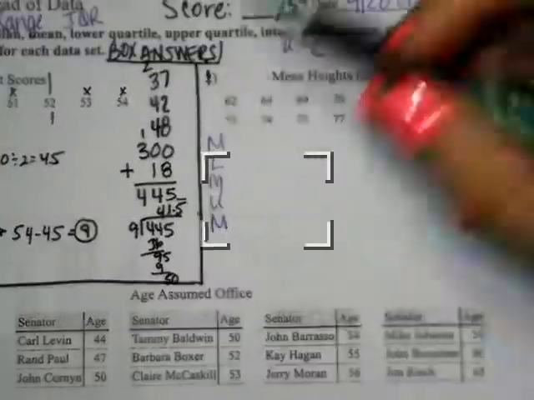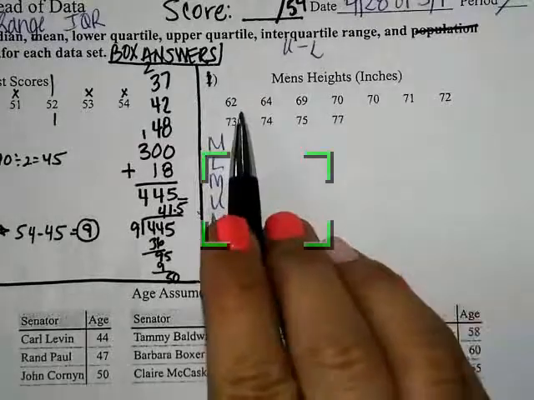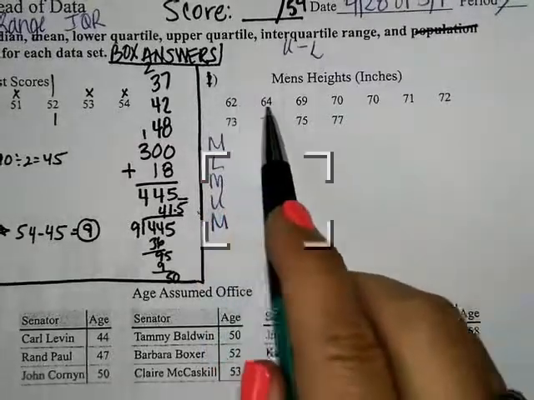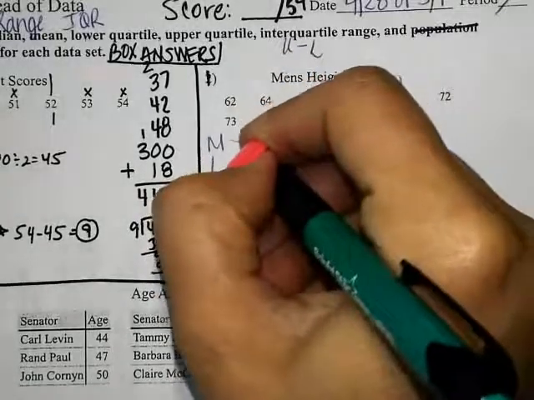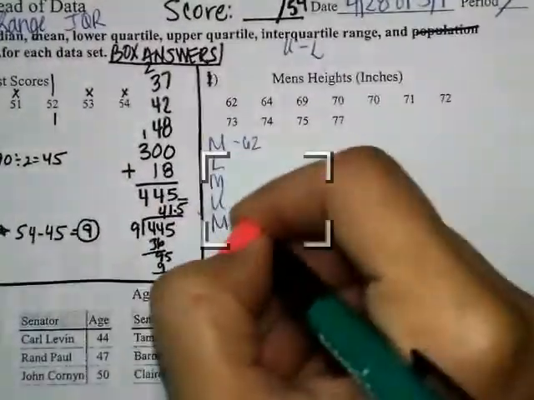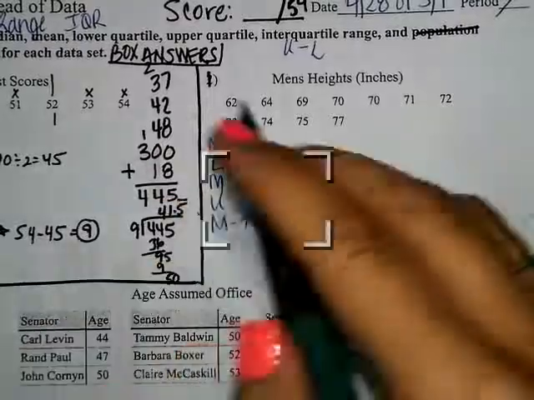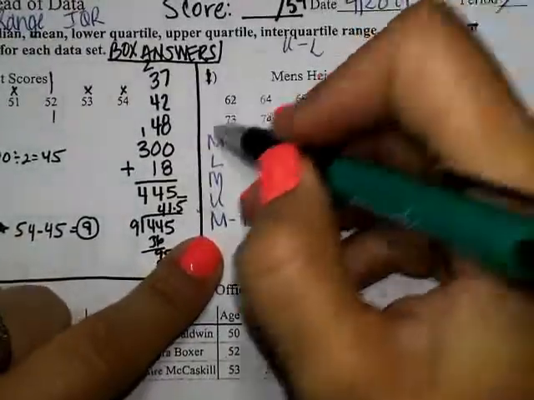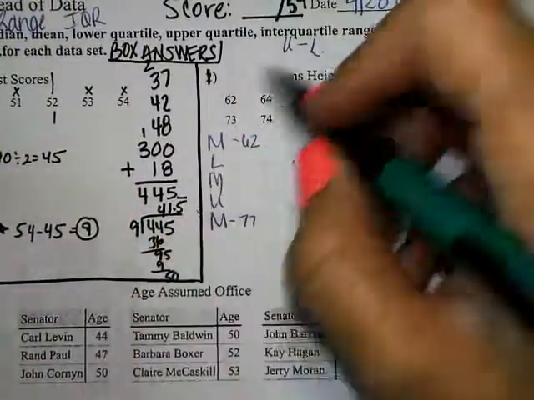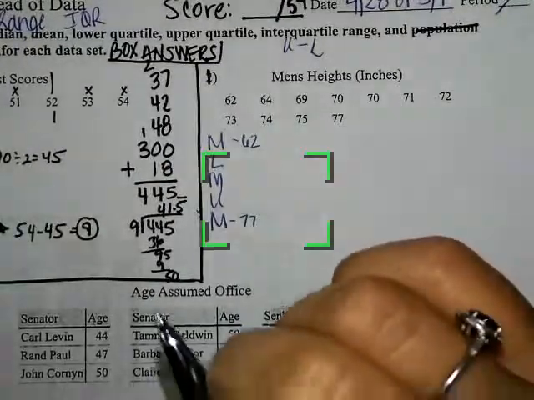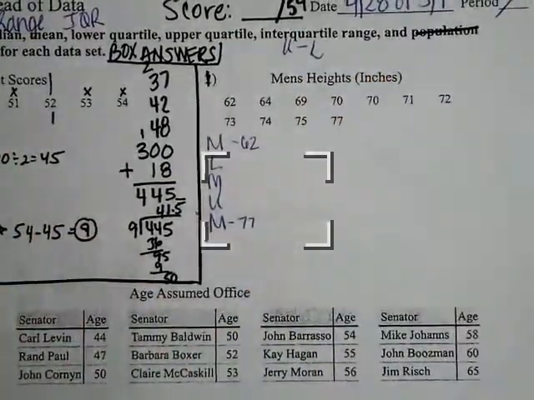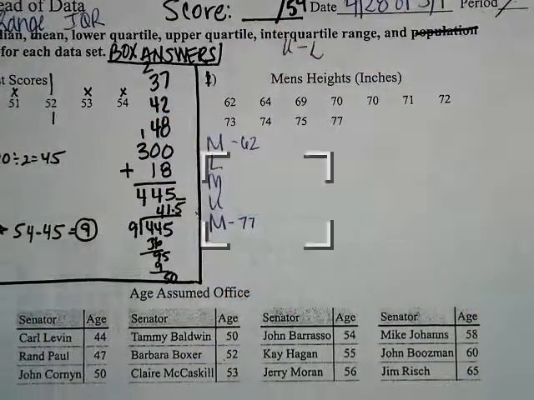First, I'm going to look to see, are my numbers in order from least to greatest? Yes, yes, yes, yes, yes, yes, yes, good to go. So my minimum number, 62. My maximum is 77. My median. Now, instead of slashing them all out, if you see right here, I was just putting X's above them because I have to slash them out again to find the lower and the upper quartiles, so that I don't get confused.